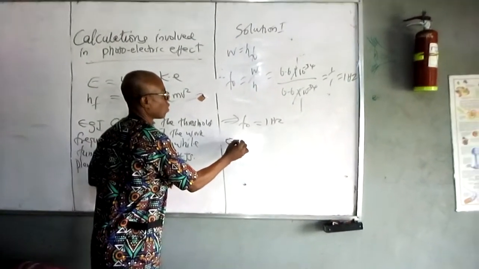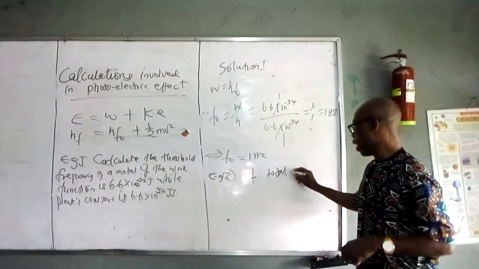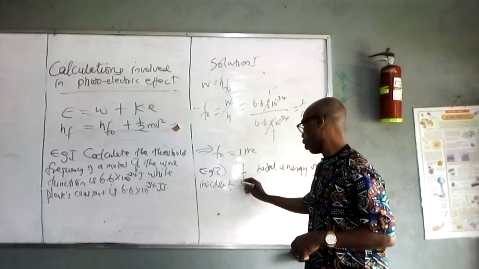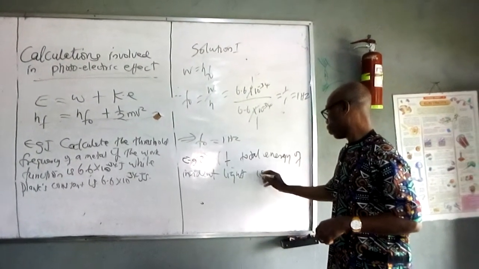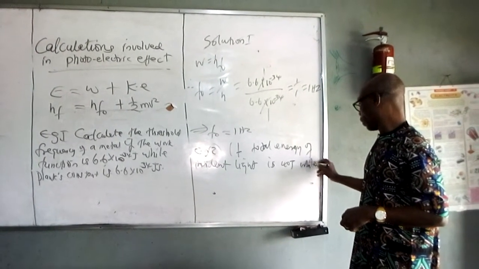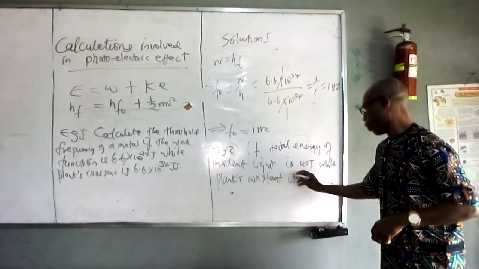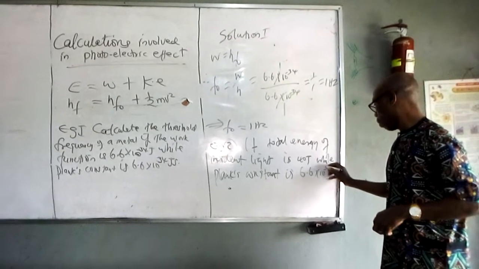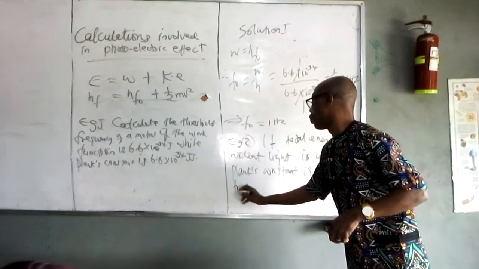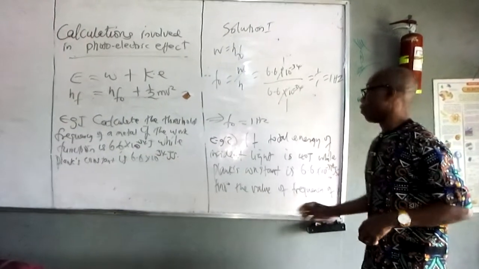Supposing the total energy of incident light is 40 joules, while Planck constant is 6.6 times 10 raised to power minus 34 joules second. Find the value of frequency of incident light.